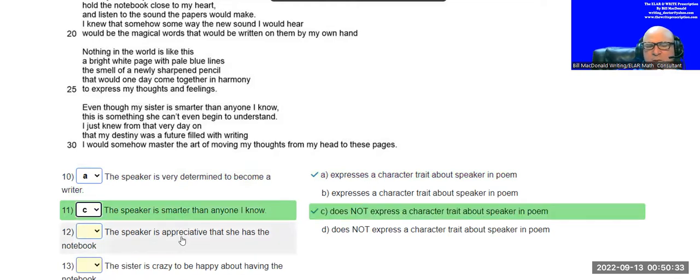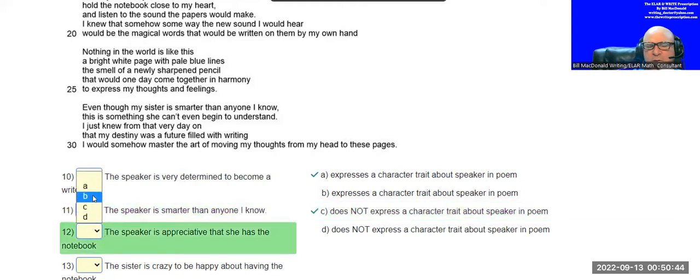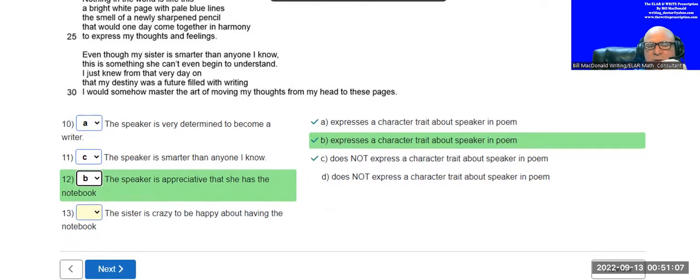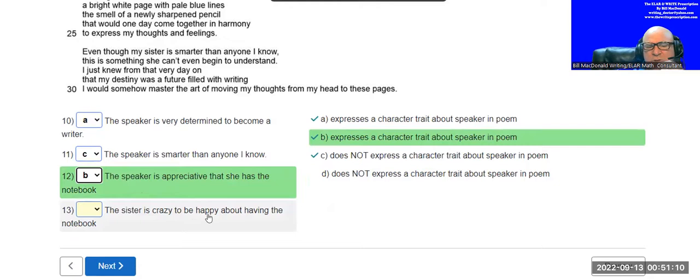And the speaker is appreciative that she has the notebook. That is true. She's very grateful. So we'll click B on that one. And I noticed that in most of the matching, there were 4 responses on the left, matching to 2 different responses on the right-hand side. And so that's what I did to make it look as close to what your kids are going to see.